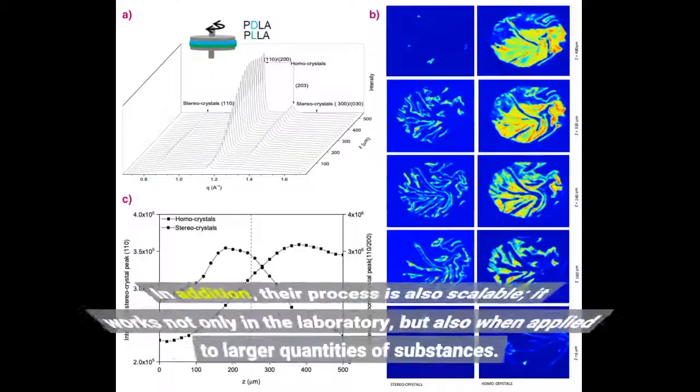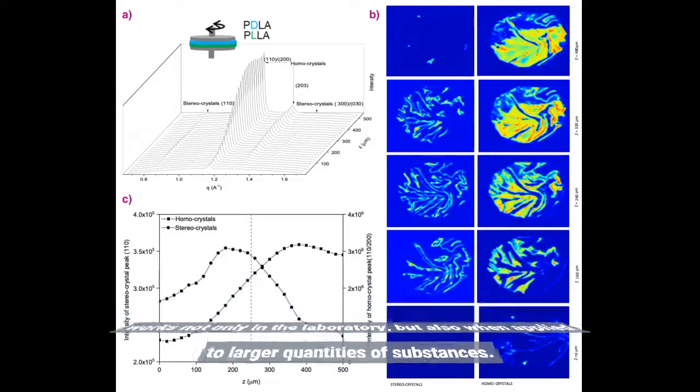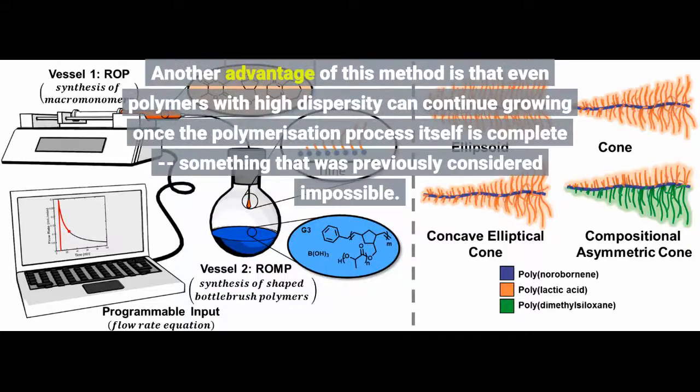In addition, their process is also scalable. It works not only in the laboratory, but also when applied to larger quantities of substances. Another advantage of this method is that even polymers with high dispersity can continue growing once the polymerization process itself is complete, something that was previously considered impossible.